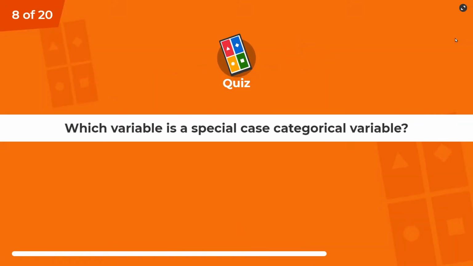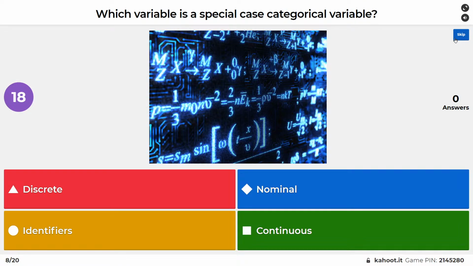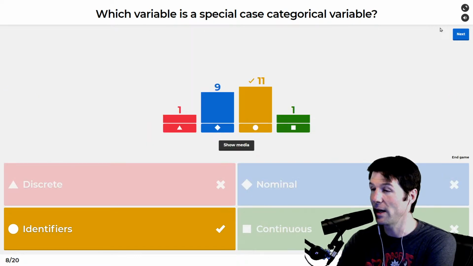Which variable is a special case categorical variable? Review question. 20 seconds on the clock. Got to be real quick. Which of these is a special case categorical variable? Not saying this can appear on the test, but it can. This is one of those questions that definitely appears on the test every once in a while. So which of these is a special case categorical variable? It stands for groups of ones, and these are identifiers.